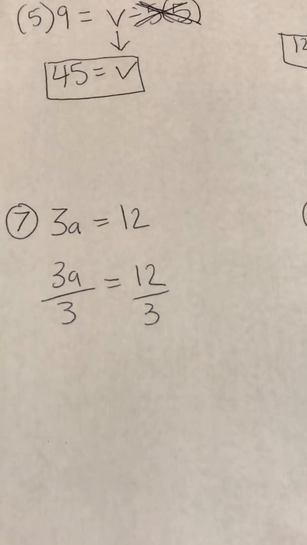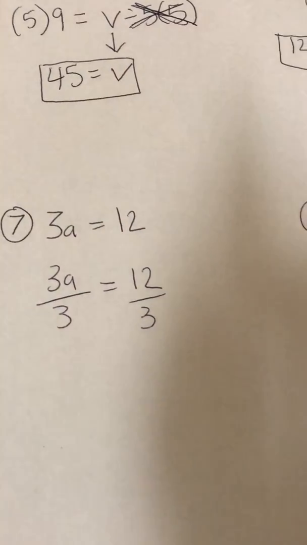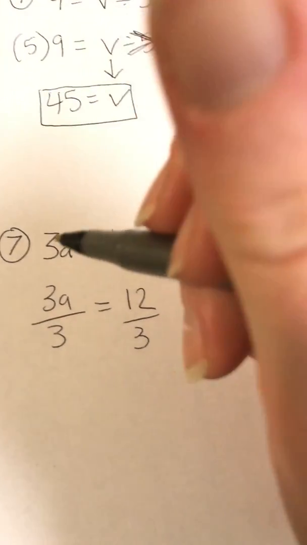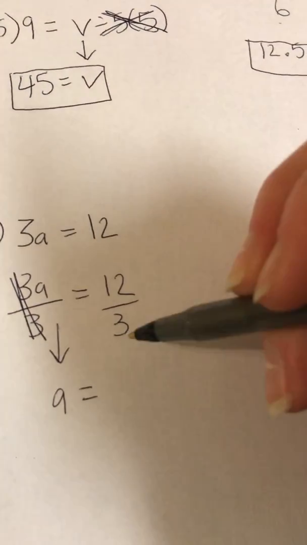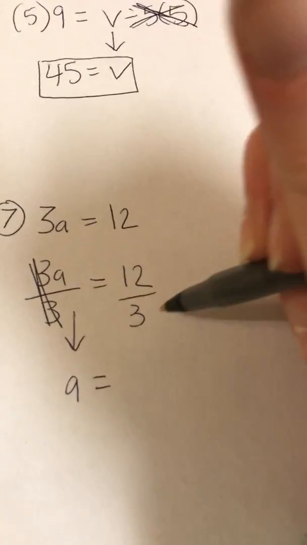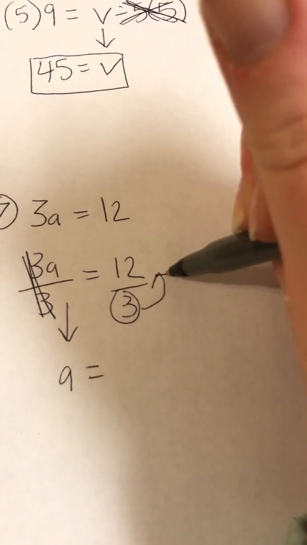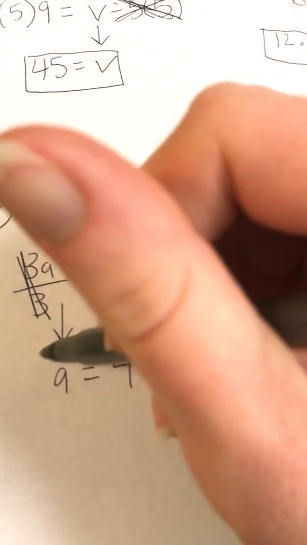So I had to divide my 3 into my 12, okay? So now our 3's cancel out. The a comes on down. How many times does 3 go into 12? We know that our 3 can go into our 12 4 times. A equals 4.